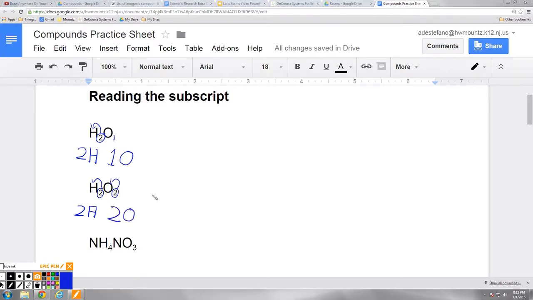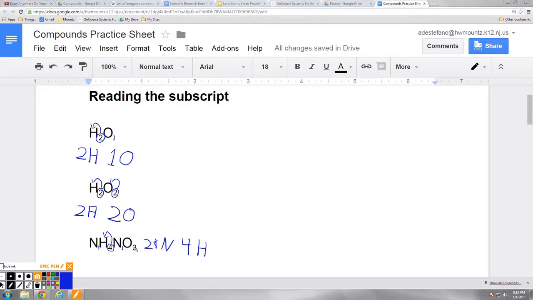Finally, a little bit more complicated compound. We have an understood subscript of 1 behind the nitrogen, meaning we have 1 nitrogen so far. A subscript of 4 behind the hydrogen, so we have 4 hydrogens. And we have another understood subscript of 1 behind the N. So now we have another nitrogen. We'll add that to our first nitrogen, giving us a total of 2 nitrogens.